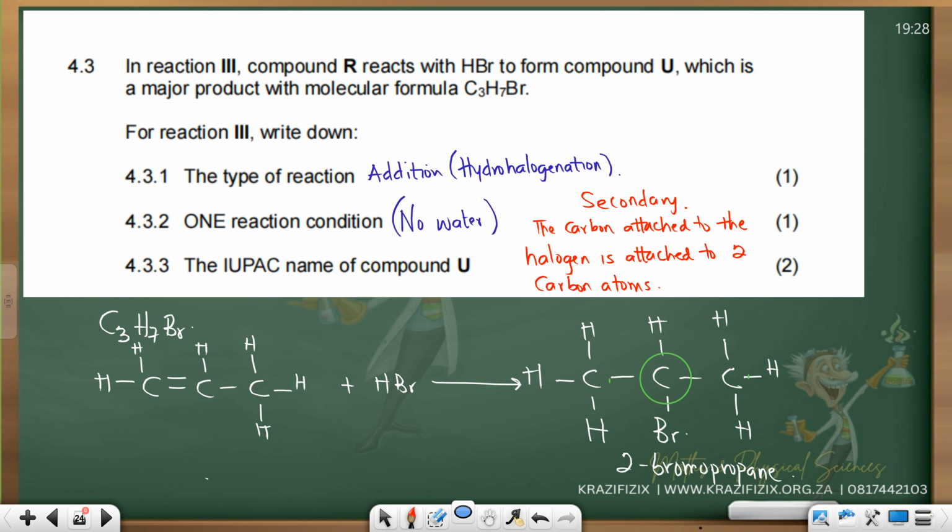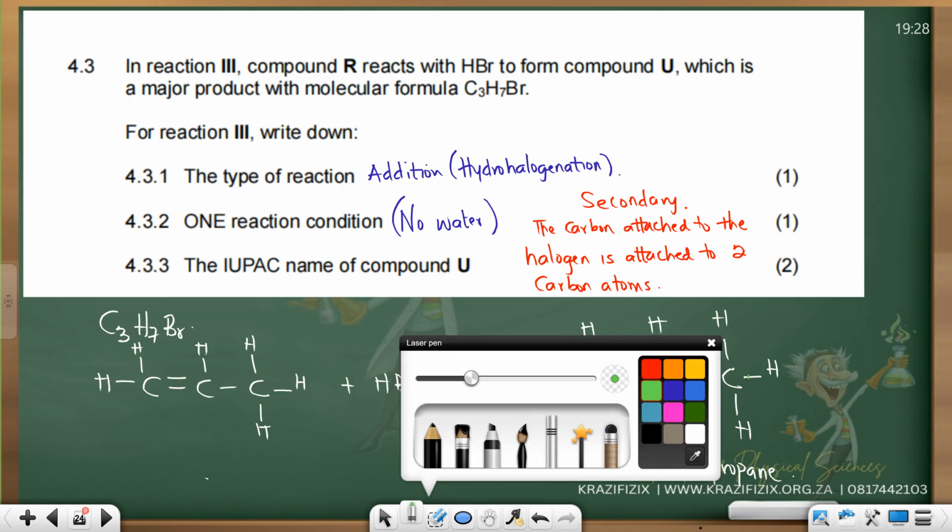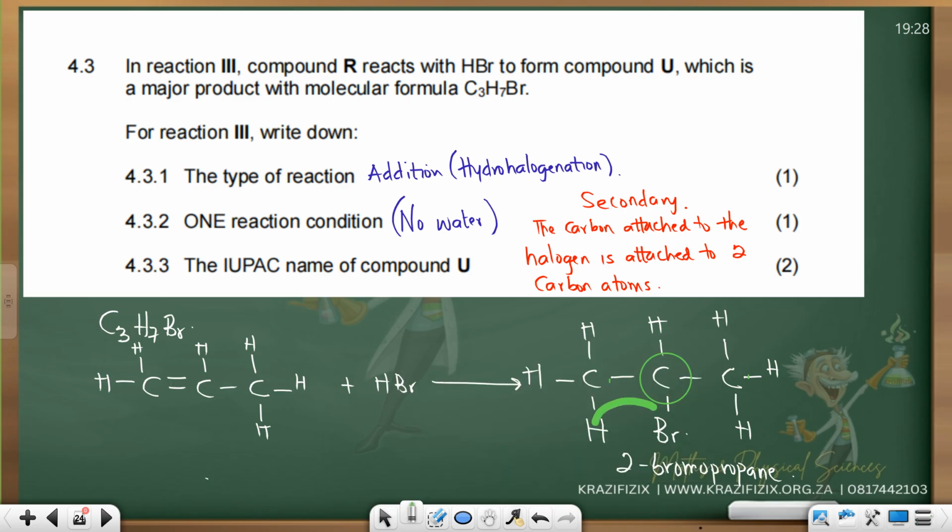What is the minor product? The minor product would be if you put this here and you put this here. And the reason it's called a minor is because it's unstable.